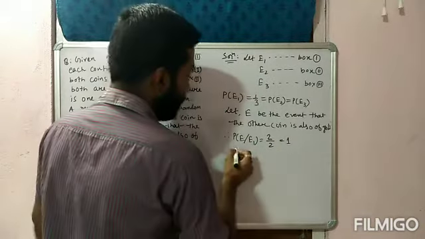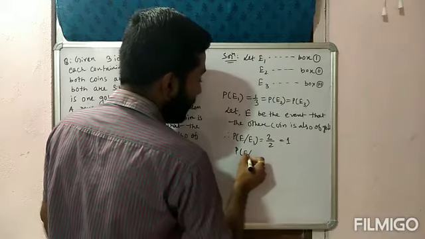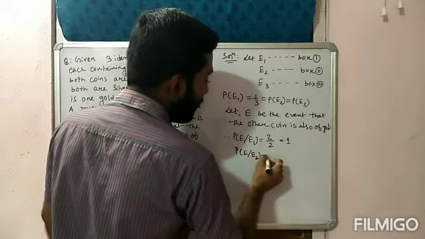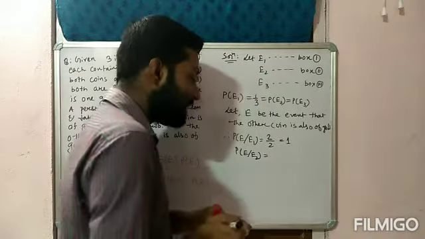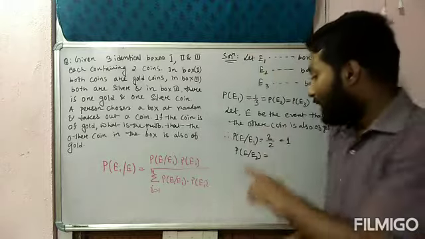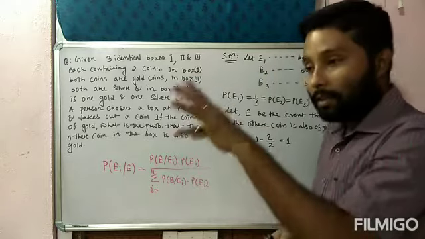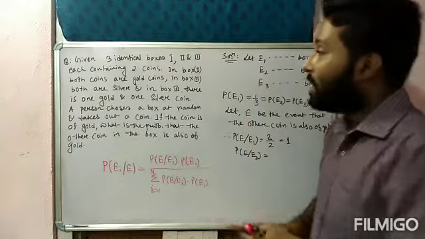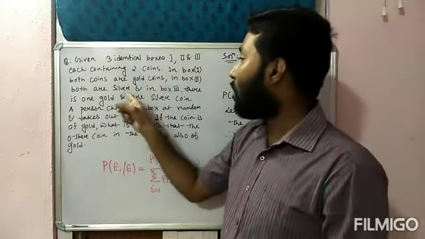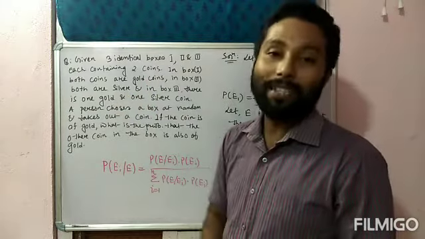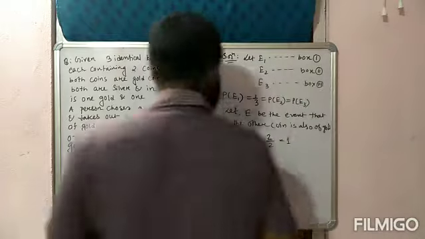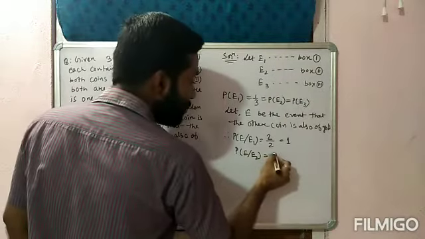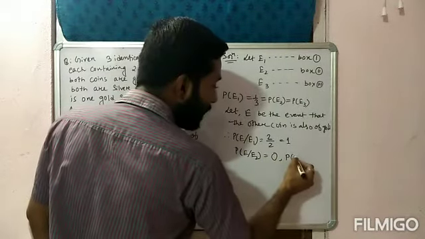Yes or not? Probability of E slash E2. What will be the value of probability of E slash E2? Who can give the answer? E means the coin is a gold coin. E2 means second box. But the second box contains only silver coins. Both the coins in the second box are silver. So that means the probability of E slash E2 is 0, because there is no gold coin.